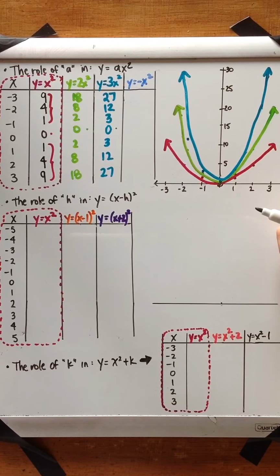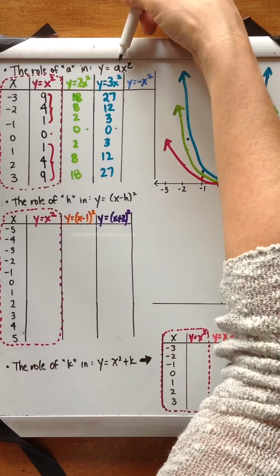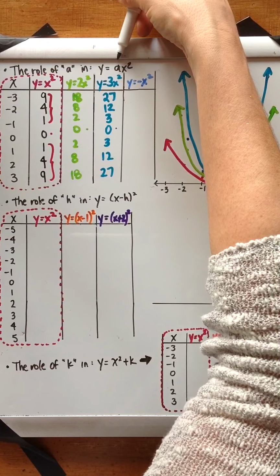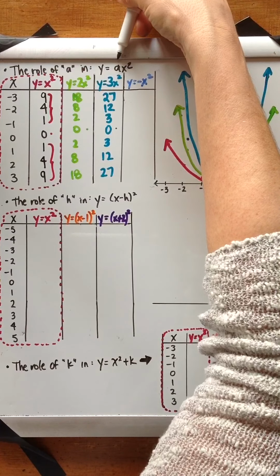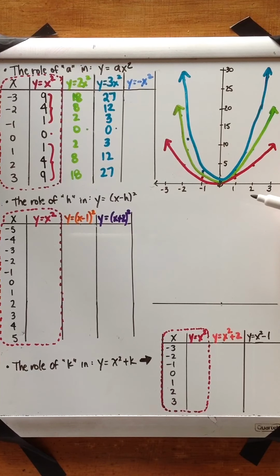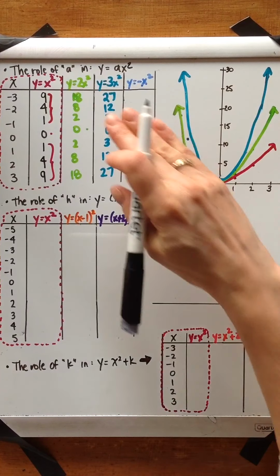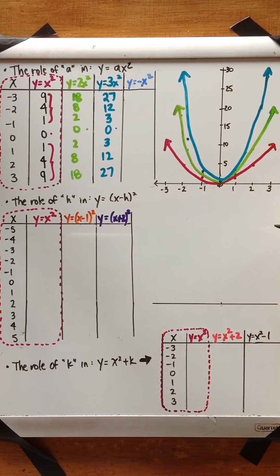So when a is bigger than 1, our parabola seems to stretch out. In your investigation, you're going to explore what also happens. What if a is less than 1? What if it's a fraction or a decimal less than a value of 1? What will happen to the parabola? And you can imagine we'll probably do the opposite. It will go wider or become more compressed.